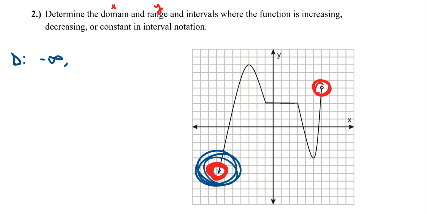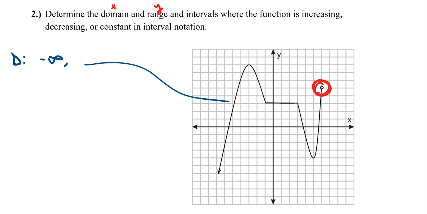So negative infinity. And then it also goes right to this point, which is an x value of 1, 2, 3, 4, 5. It looks like that's an x value of 6. So the domain here, the leftmost x point to the rightmost x point, is negative infinity to 6. Separate them with a comma for interval notation.